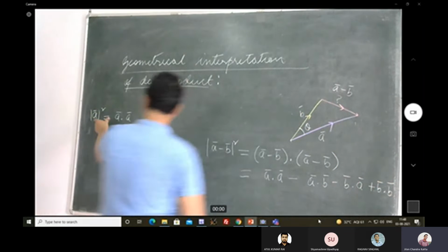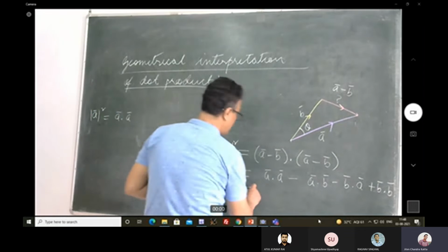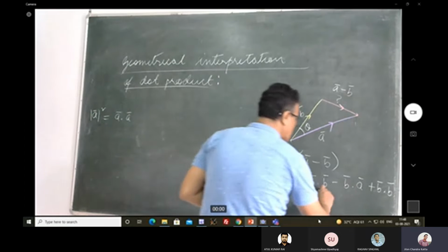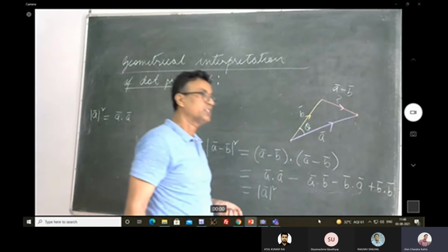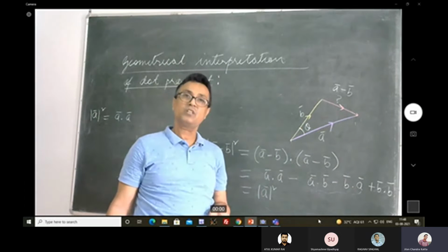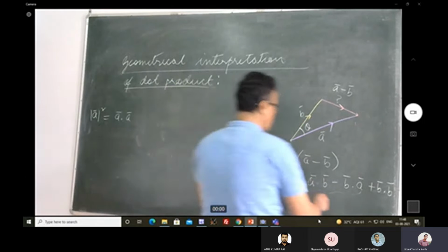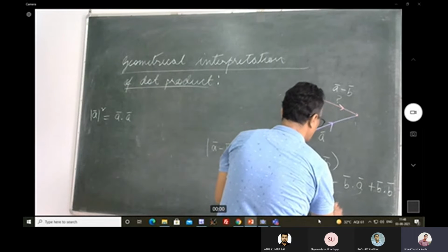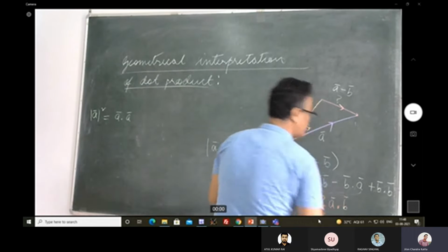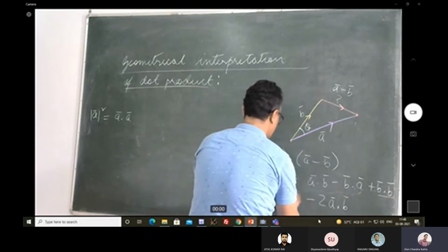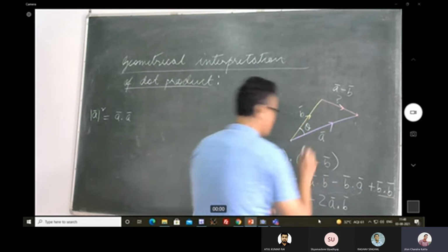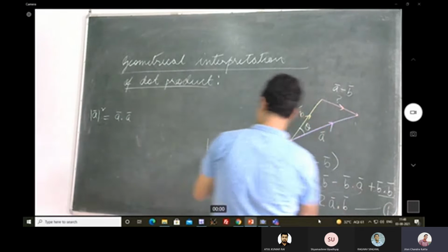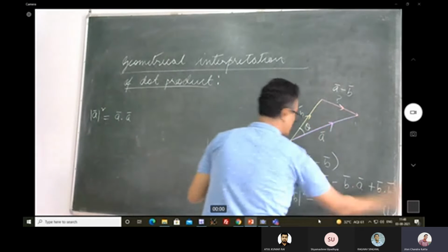Okay, and again, if I make use of this property, then you can see that this is A square, and because of the commutative property of vectors, B dot A is equal to A dot B, right? So eventually from these two, I am going to get 2 A dot B. Let me call this relation 1.